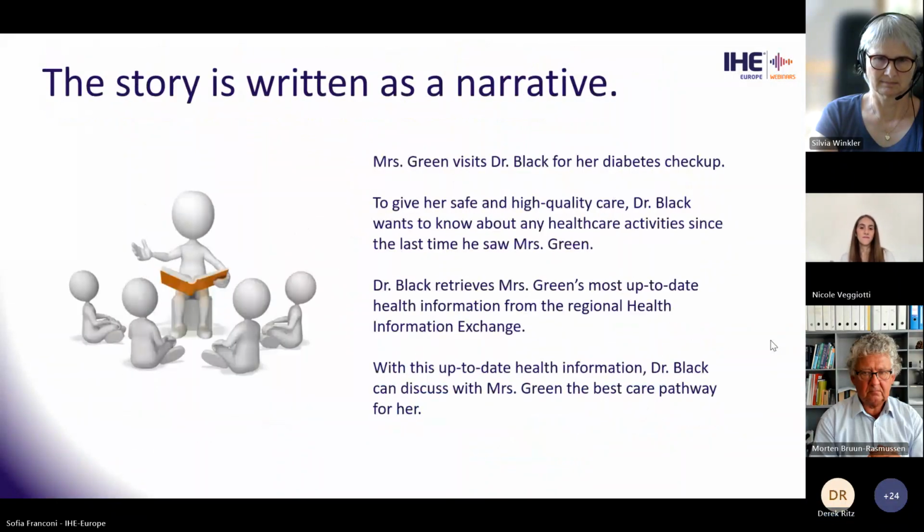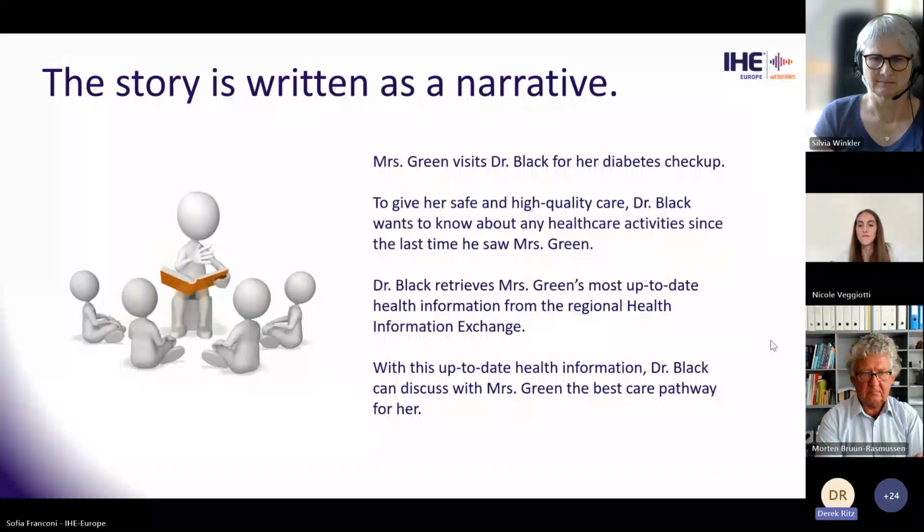Next slide, please. The stories are always written as a narrative, so you would have characters that have names and you would say what is going on. So Mrs. Green visits Dr. Black for a diabetes checkup. Dr. Black will leverage Mrs. Green's content to provide her with patient-safe care, and he wants the most up-to-date content. So he'll fetch an on-demand patient summary from a health information exchange. And all of this is described in a narrative storytelling way.